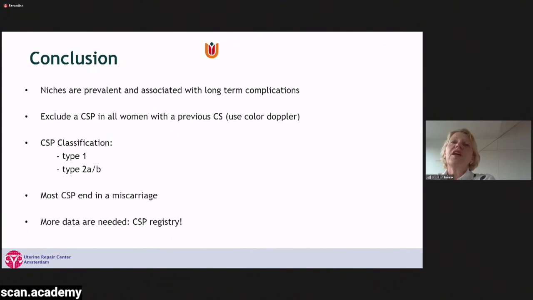In conclusion, niches are very prevalent and associated with long-term complications. It's important to exclude the Cesarean scar pregnancy in all women with a previous Cesarean section and use color or power Doppler. A Cesarean scar pregnancy can be classified in the type 1 and type 2 Cesarean scar pregnancies. Most Cesarean scar pregnancies end up in a miscarriage, but we need more data. So I really hope that a lot of centers will participate in the Cesarean scar pregnancy registry. Thank you very much.